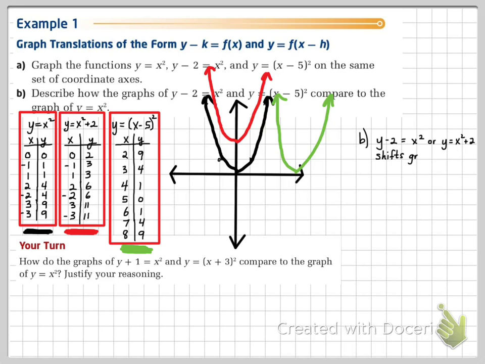Our red graph, y equals x squared plus 2, shifts our original graph 2 units up everywhere on the plane. And the graph of y equals x minus 5 squared shifts our entire graph 5 units to the right. For part b, y minus 2 equals x squared, or y equals x squared plus 2, shifts our graph 2 units up, and y equals x minus 5 squared shifts our graph 5 units to the right.